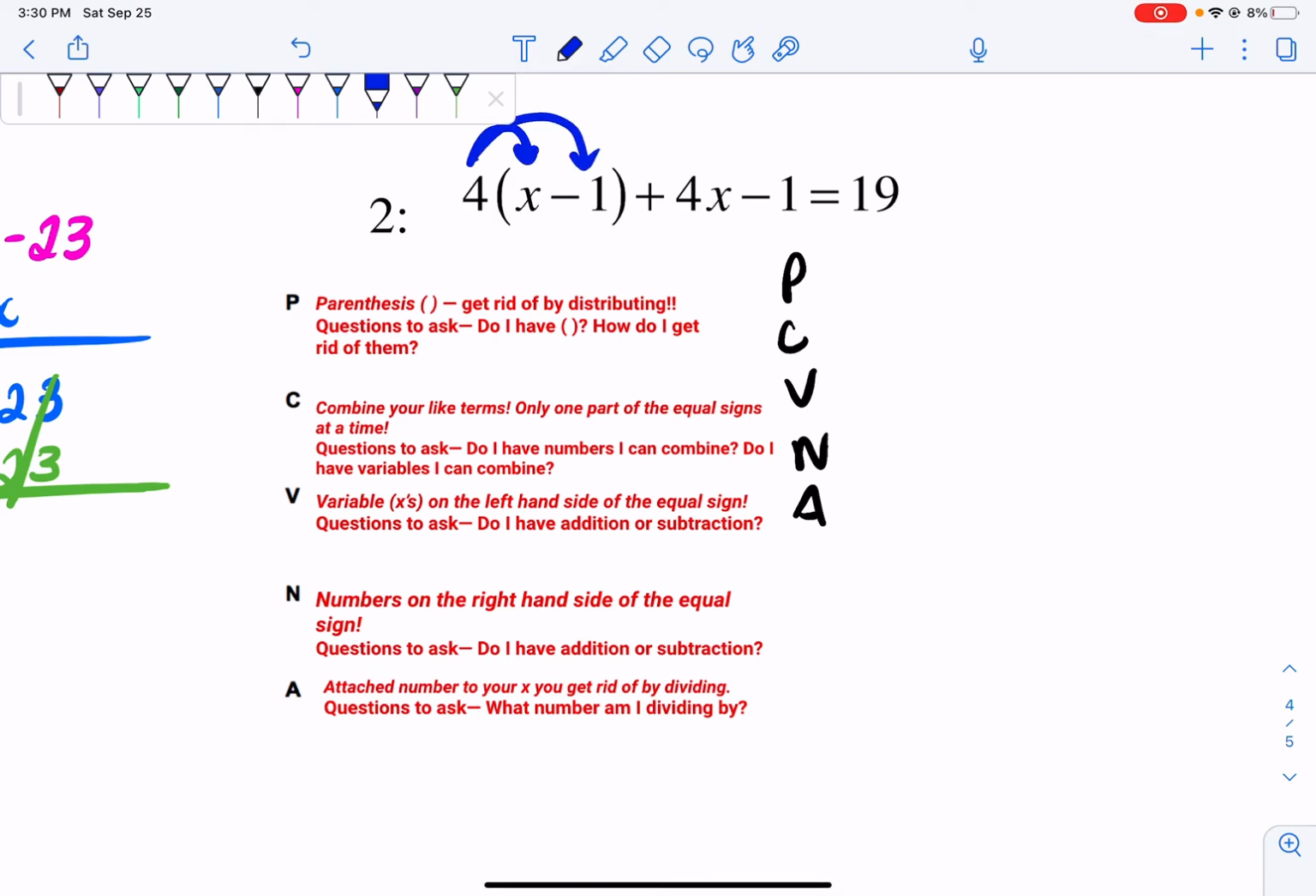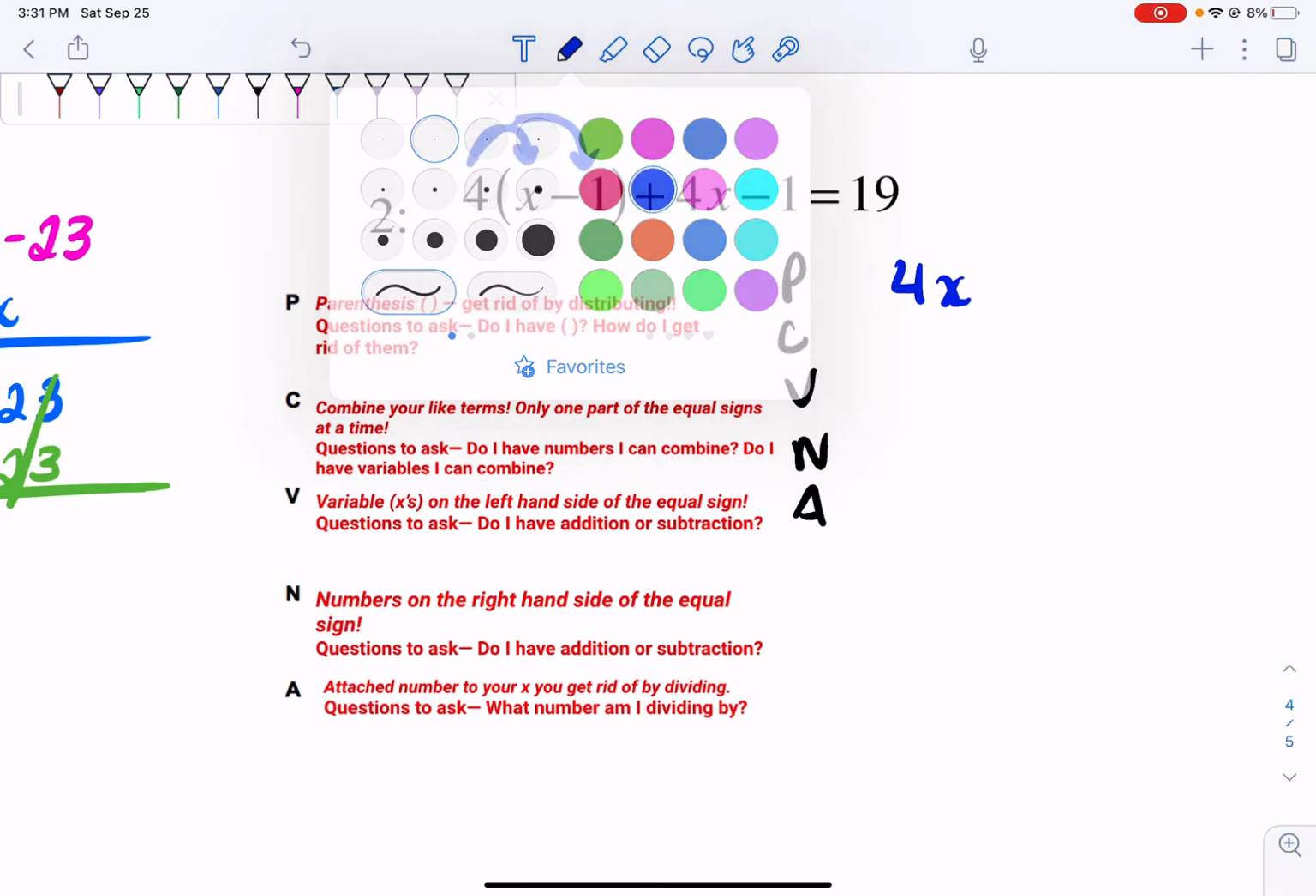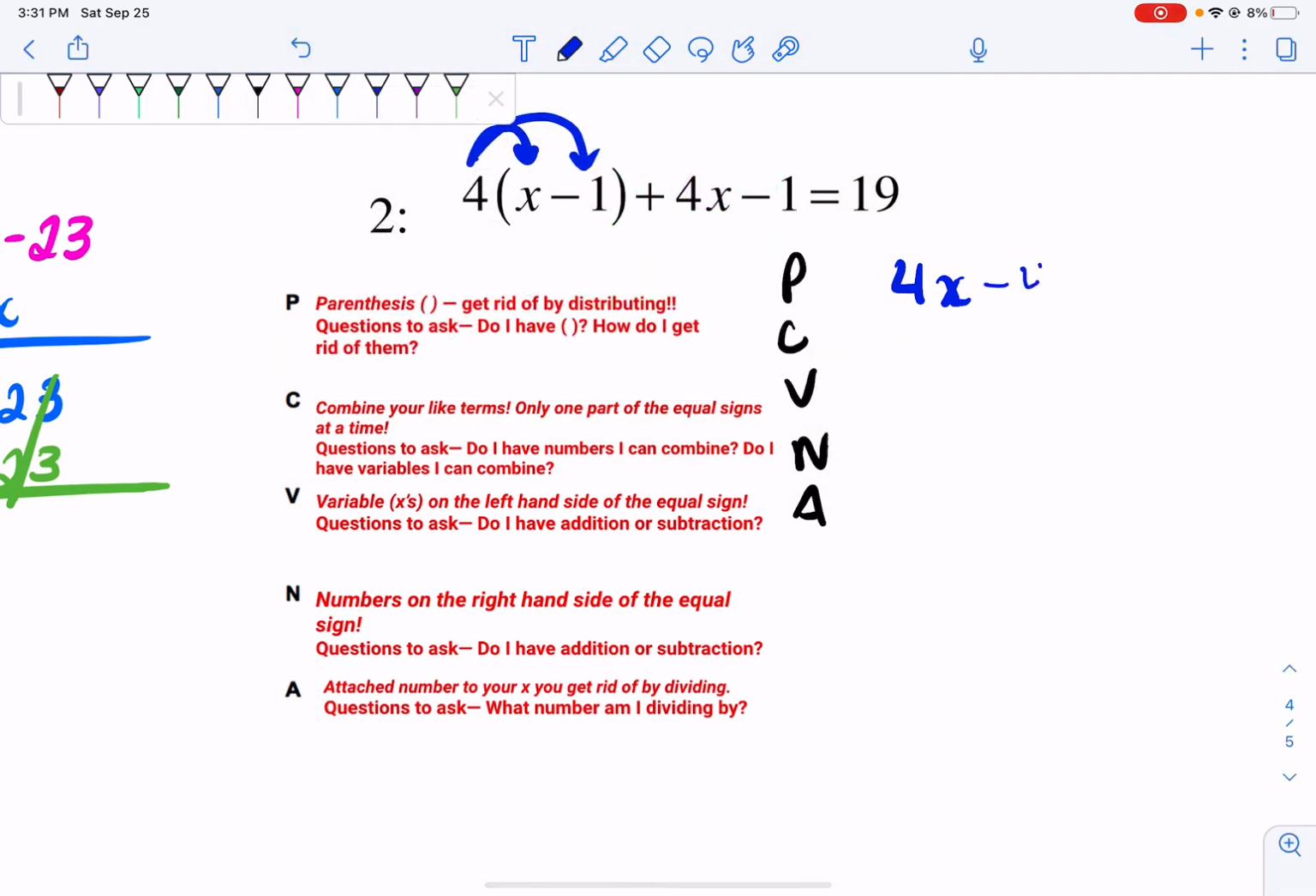4 times x is 4x. My pencil is glitching. So I have 4x. 4 times negative 1 is a minus 4. Then I have my plus 4x minus 1 equals 19. Now, I have no more parentheses, so I'm going to cross out the P.